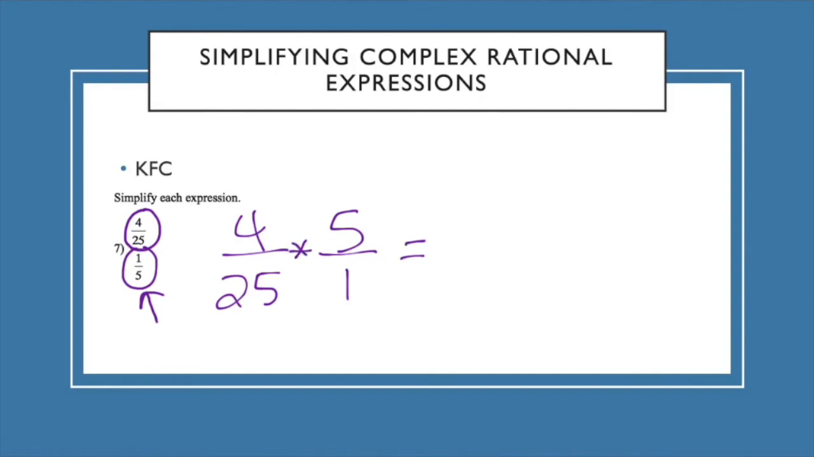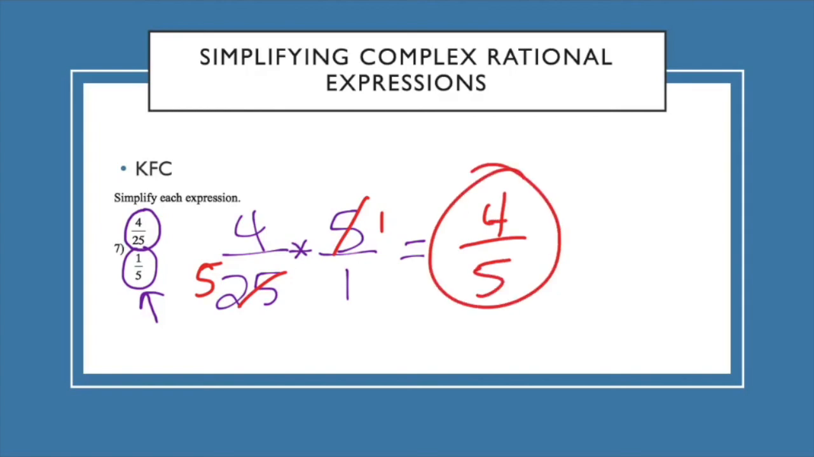Can I reduce that before I do it? Yeah. I can reduce the 5 and the 25. So it should be 4/5. So 4/5 is the answer. That is correct. Okay? Keep, flip, change. Or flip it and multiply. Or multiply by the reciprocal.